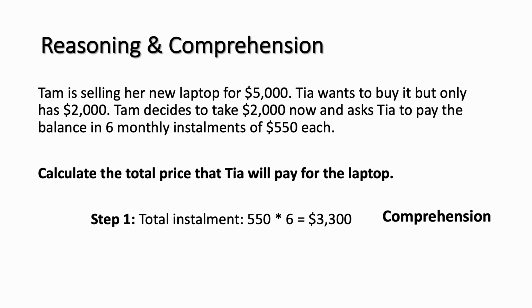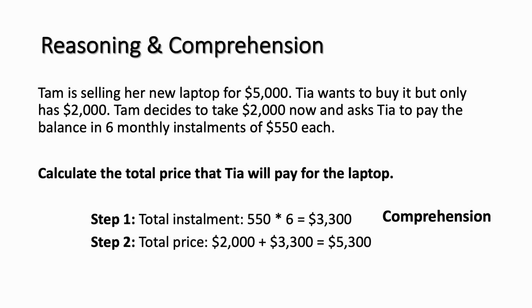Now step 2, you can calculate the total price. So what you're doing is adding the total amount that Tia gives to Tam, which is $2,000, plus the installment of $3,300. That gives you a total of $5,300. This is you demonstrating reasoning.